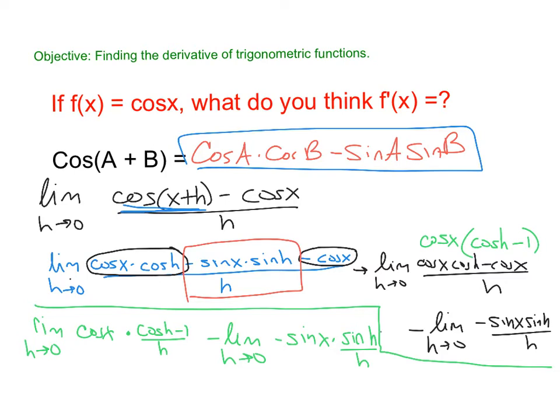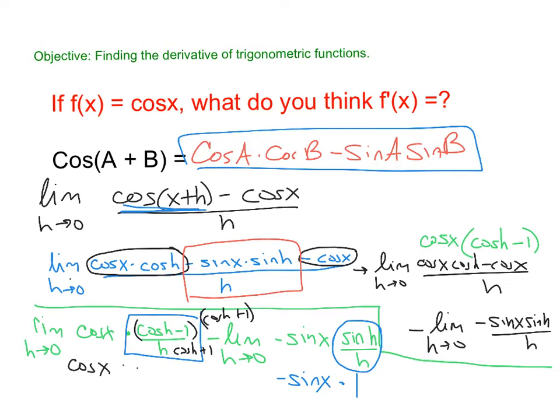We know these from when we did limits. As h approaches 0, sine h over h is 1, and then negative sine x. The one on the left we actually did: if you remember, we multiplied the top and bottom by cosine h plus 1, and that ended up turning into negative sine squared. So we end up with cosine x times negative sine squared of h.